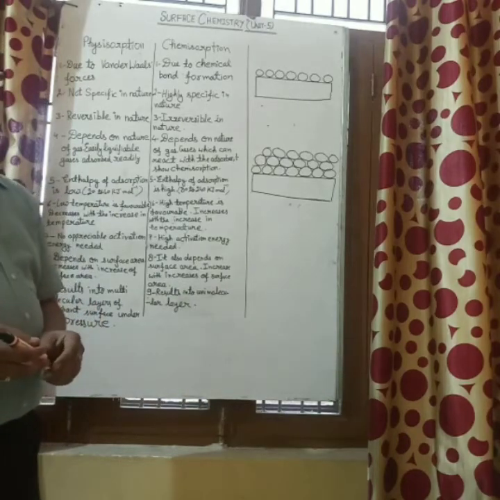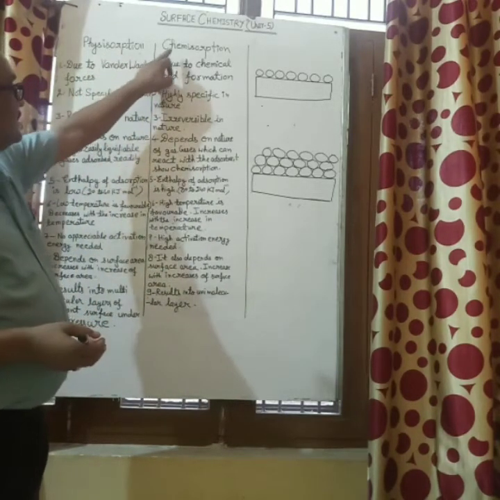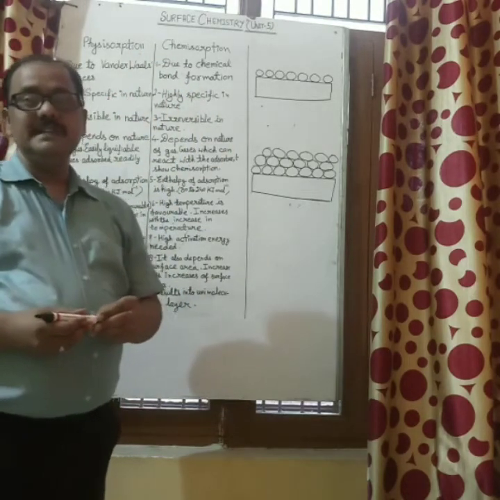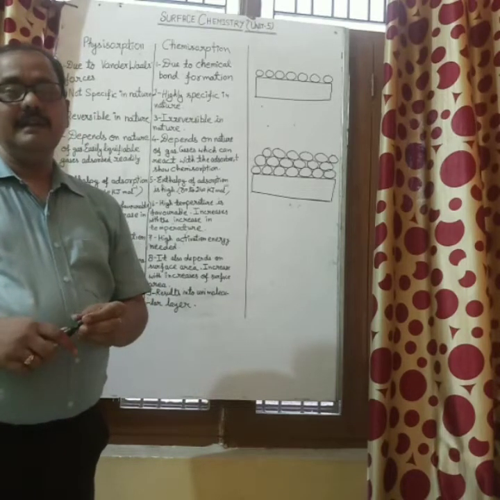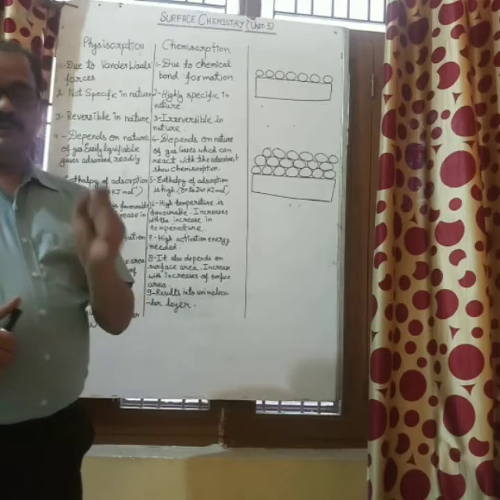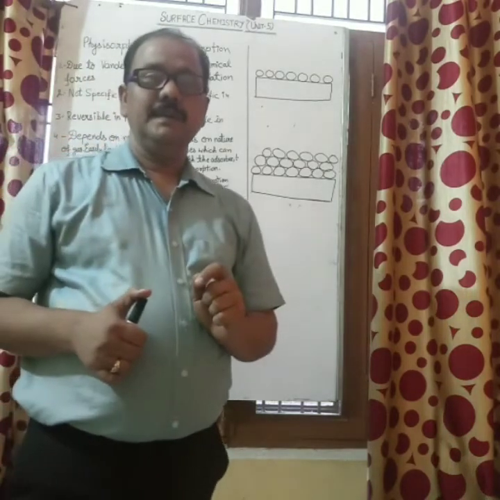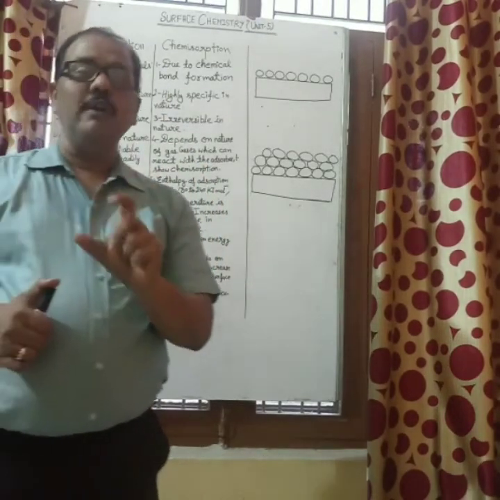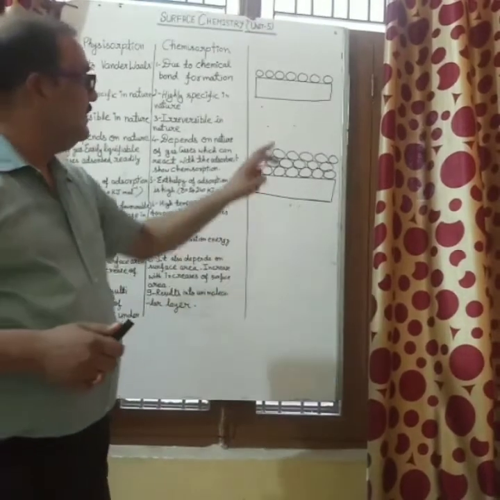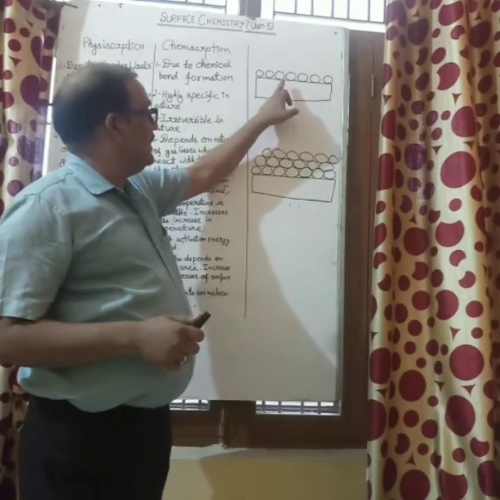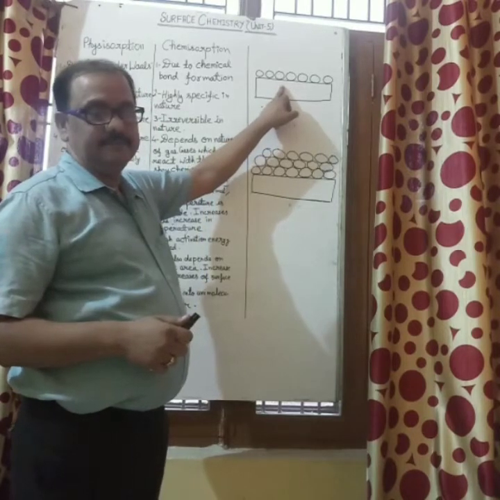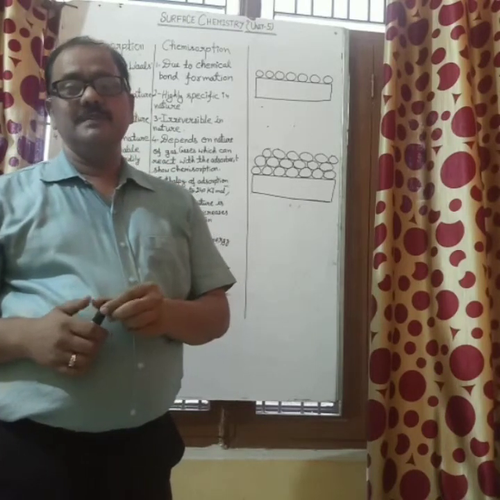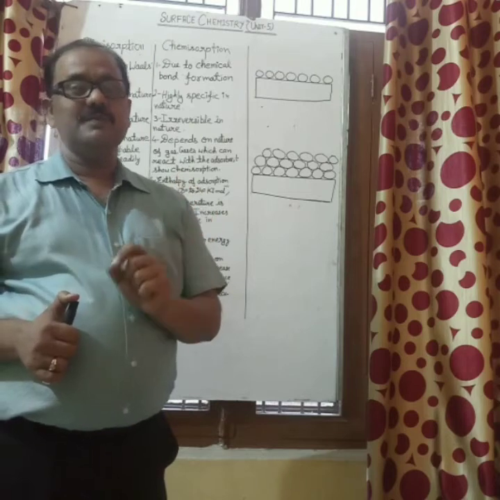Two types of adsorption. How many types? There are two types of adsorption, that is the physical adsorption and chemical adsorption. First thing, what is the physical adsorption? If there is a weak van der Waals force between the adsorbate and adsorbent, then it is known as a physical adsorption, that is the physisorption.